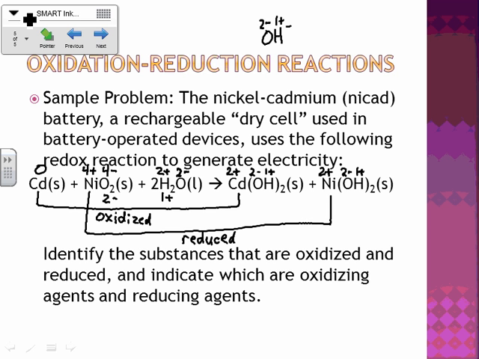Okay. And then again, you just have to remember that they're opposite of one another. Since the cadmium is the one that's getting oxidized, then it is the reducing agent. And since the nickel is the one that's getting reduced, it is the oxidizing agent. Okay?